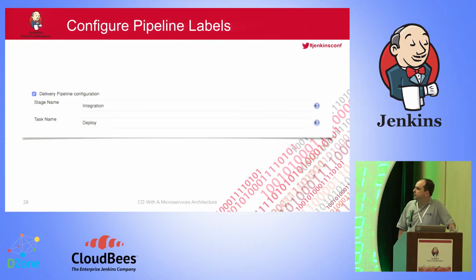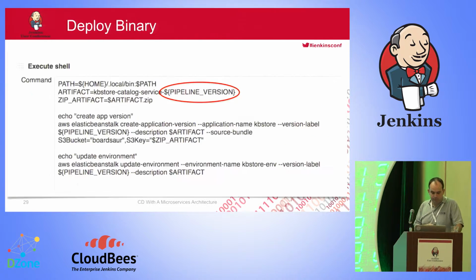Define my delivery pipeline configuration, stage name of integration, task name of deploy. Again, use the pipeline version, because this was passed as a parameter from the first job into this job to retrieve the appropriate artifact or to use the appropriate artifact name in my calls to AWS to create an application version and to update the environment.